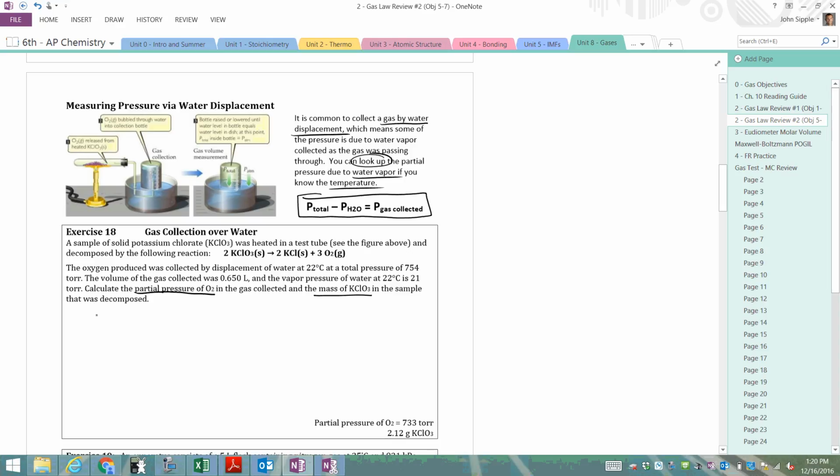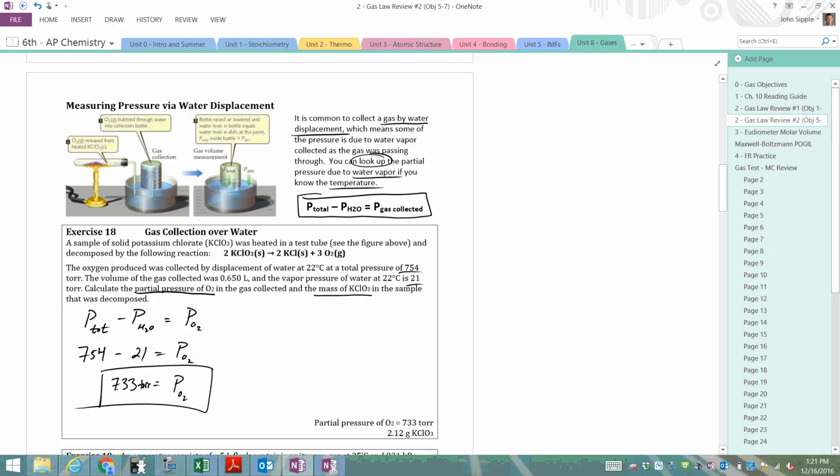So we know the total pressure minus the pressure of H2O is going to be equal to the pressure of oxygen in the air. So we know that the pressure is 754 minus the partial pressure of 21, it's going to be equal to the pressure of O2. So that means the pressure of the oxygen gas is equal to 733.